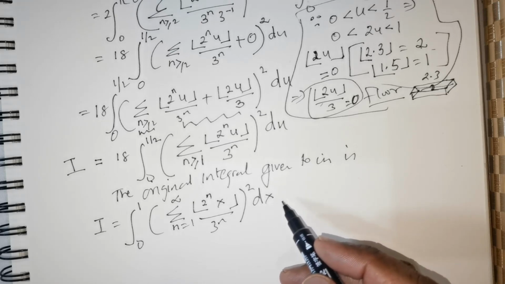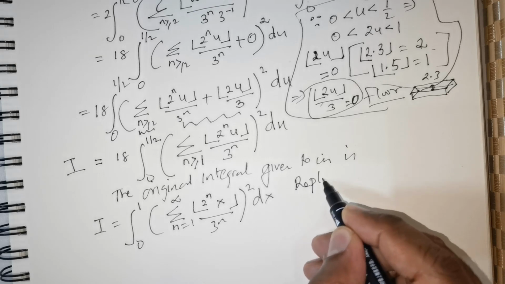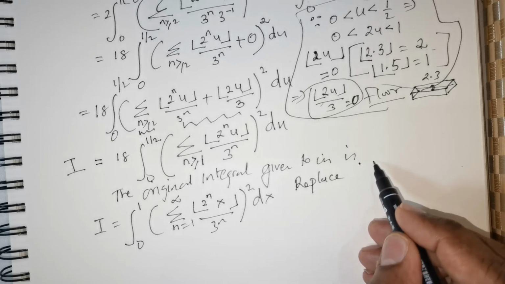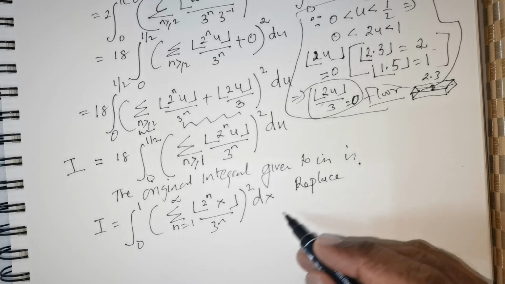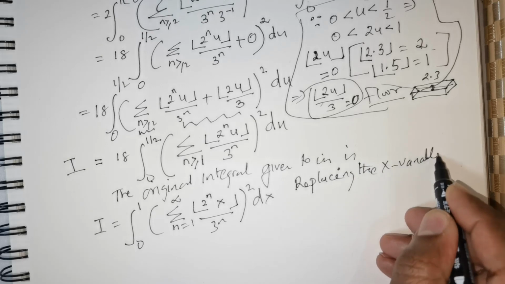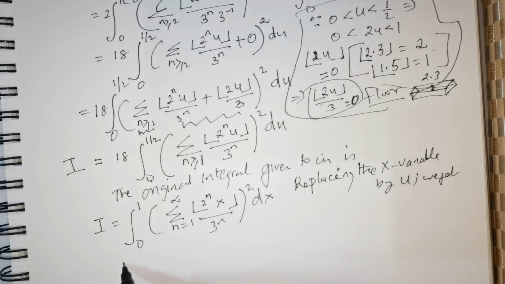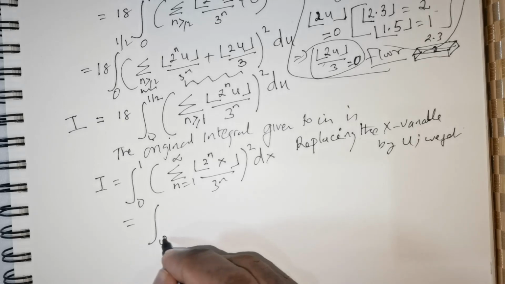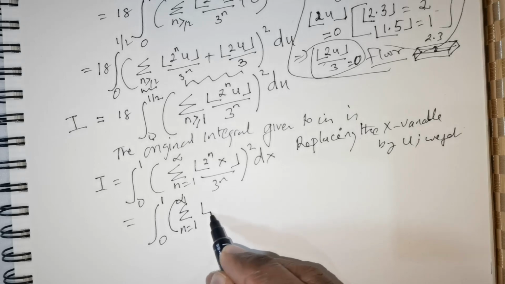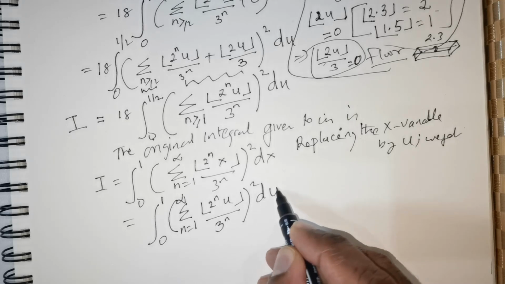Now what I wish to do is, I would like to change the variable x with u. In fact, even if you take x equal to u, there wouldn't be any change at all. So replacing the x variable by u, we get, because it's just x and dx, so I can safely replace it. So this is equal to the integral from 0 to 1 of the sum from n equals 1 to infinity of floor of 2 raised to the power of n u divided by 3 raised to the power of n, raised to the power of 2, du.